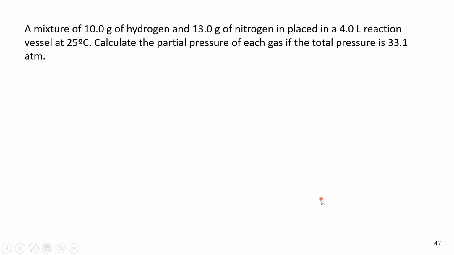So let's look at a question. It says a mixture of 10 grams of hydrogen and 13 grams of nitrogen in a 4-liter container at 25 degrees Celsius. We want to calculate the partial pressure of the nitrogen gas and the partial pressure of the hydrogen gas if the total pressure is 33.1 atm. Okay, so this is our total pressure.